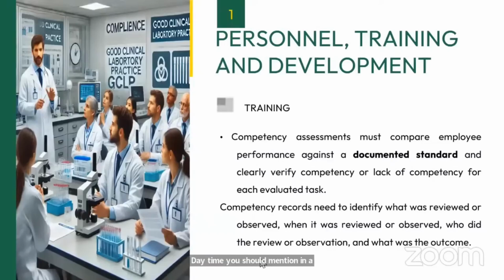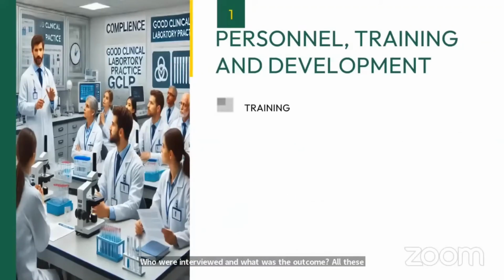And also you should record who did the review or observation, who was the supervisory person, who was the manager performing the competency assessment. And finally, what was the outcome, whether the competency assessment has been performed satisfactorily or if there are any gaps. All those things must be recorded in your competency assessment. So you should maintain the records, which will include what activities were reviewed, when it was reviewed, who has reviewed, and what was the outcome. All these components must be included in your competency record.